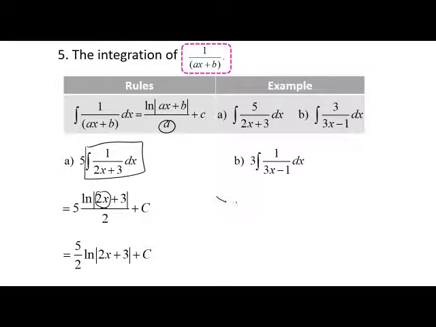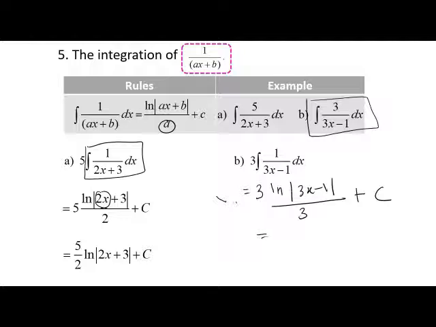For part B here, when we integrate 3 over 3x minus 1 dx, first we have to factorize 3 outside the integral here, and then it is equal to 3 ln of 3x minus 1, over 3, plus c. And then 3 over 3 here will be 1. So ln of 3x minus 1 plus c.